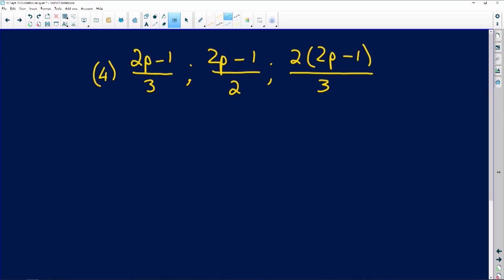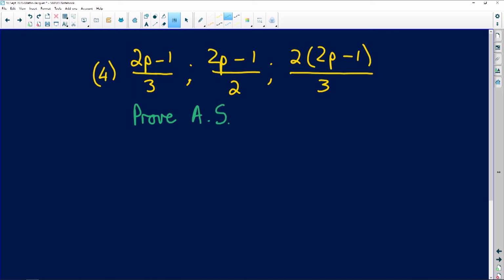The question is on the screen. It says, these 3 terms are the first 3 terms in a sequence. Prove that the sequence is arithmetic. So prove that we have an arithmetic sequence.